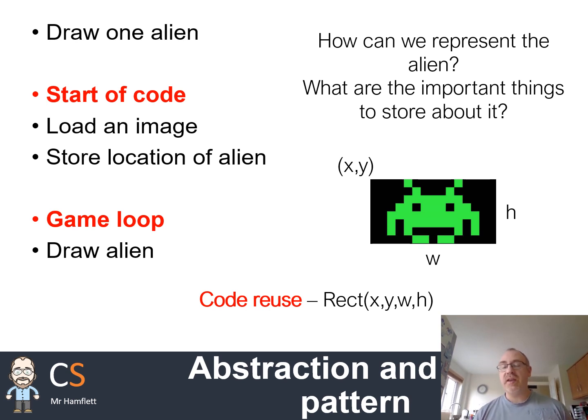Now, thinking about an alien, it's got four main bits of information we're going to store about it. First of all, its X and Y coordinates, so that's where it's going to be on the screen, and also its width and height. And now we need to know the width and height as well as the X and Y coordinate, because ultimately, when we start shooting it, when it starts moving around and colliding with the player, we need that kind of boundary box for collision detection purposes. So that's why we're going to use the built-in pygame rectangle class in order to do this.